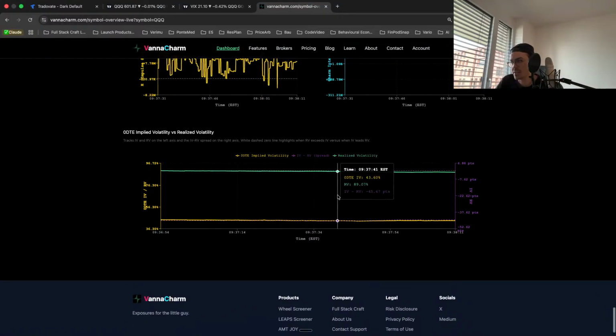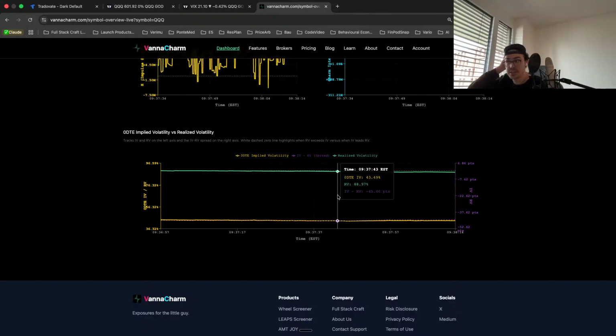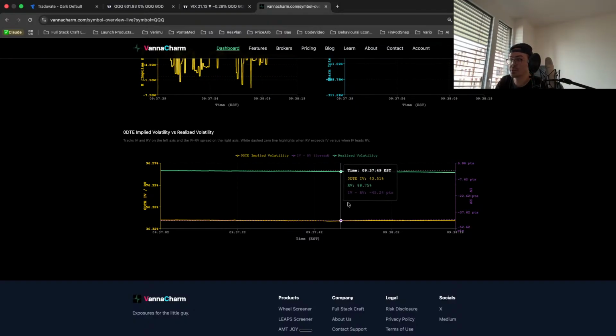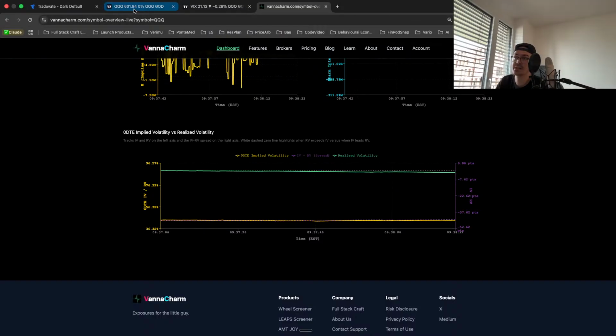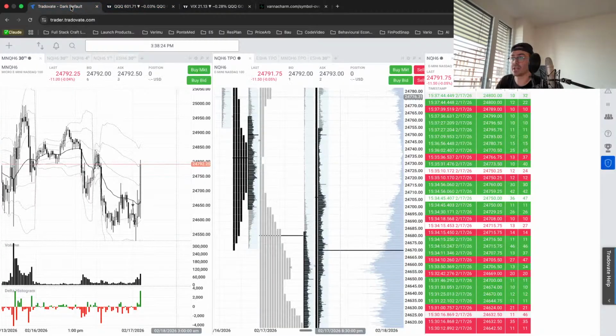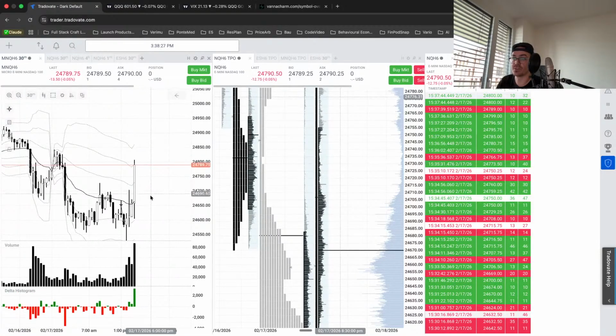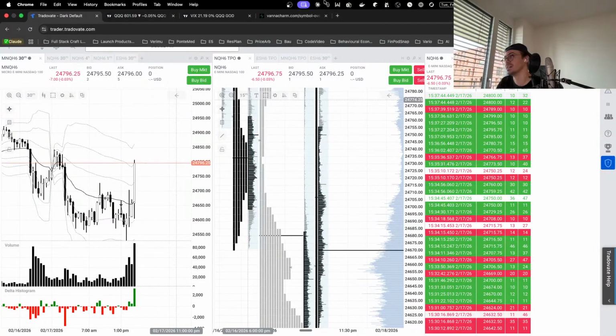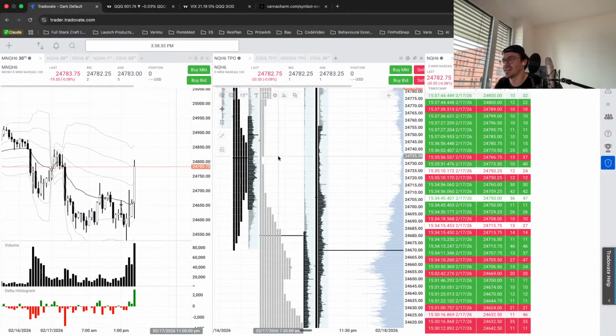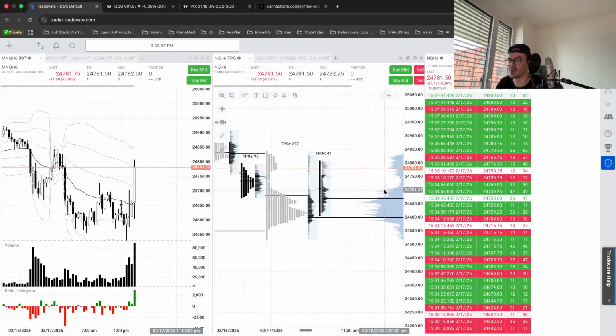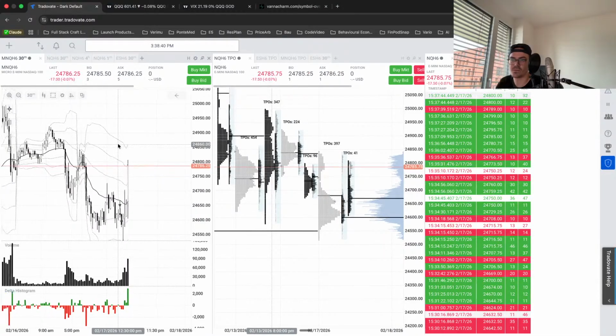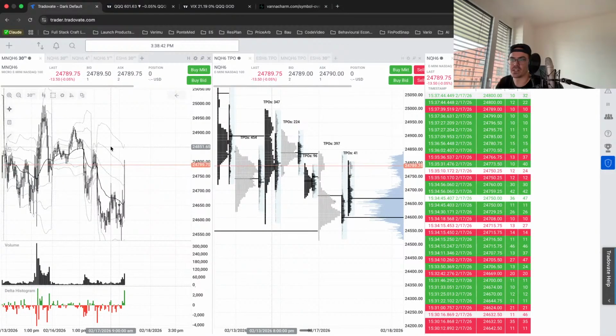We also have the implied volatility versus the realized vol. So currently the realized vol is way above the implied. Let's hop back into the futures. I mean, we've moved, makes sense, right? We've moved about 200 points in 8 minutes. So that's probably accurate. So let's see if they get us up to that 850, that negative gamma strike.